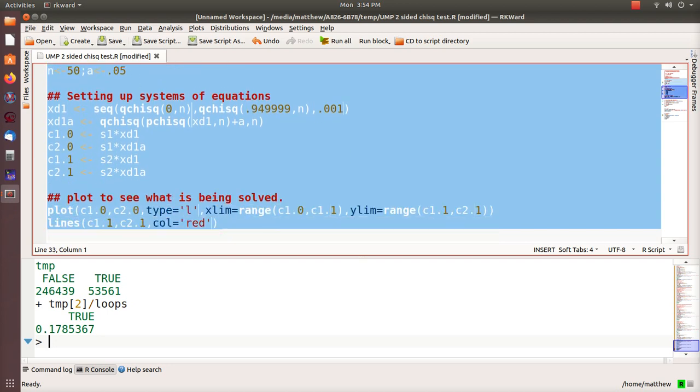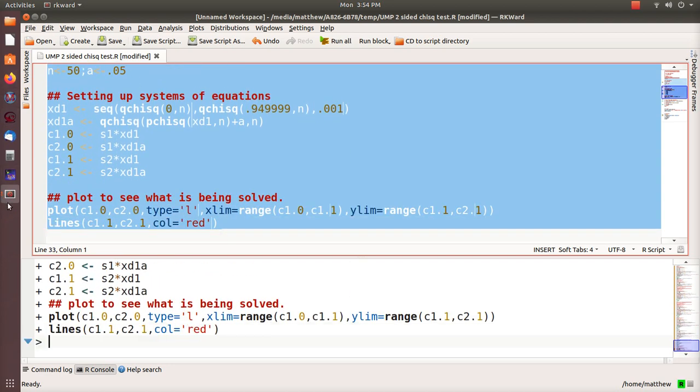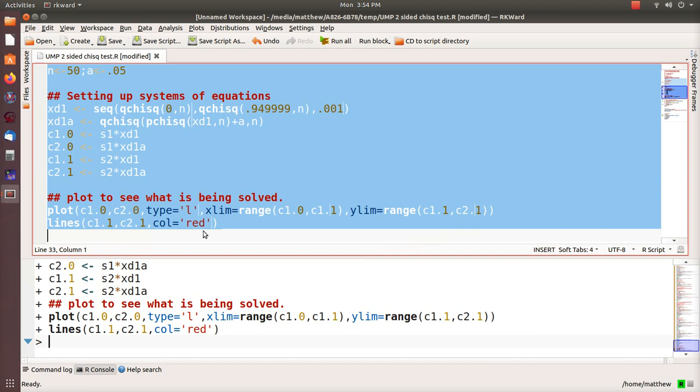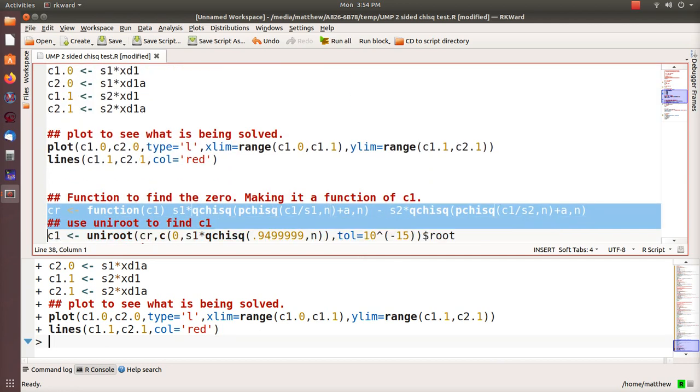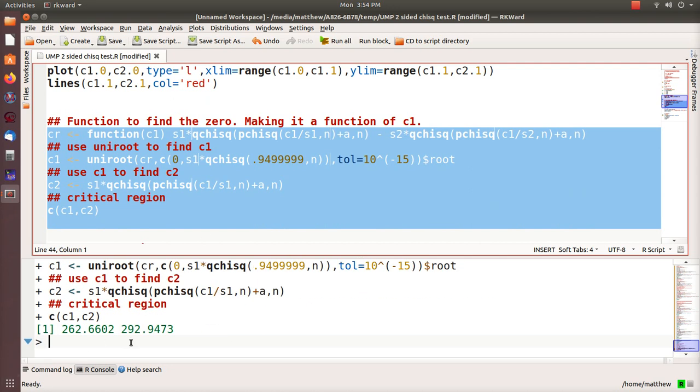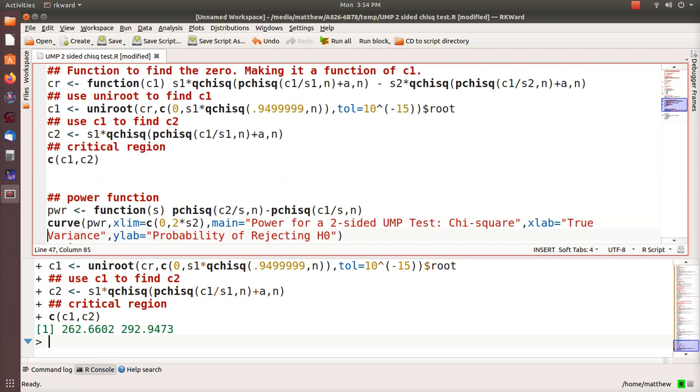First of all, let's look at the plot that we're trying to solve, which is not necessary, but I think is pretty cool. We're trying to find that dot right there. Let's see what they are. Now we run it through our function here, and we get 262 and 292. Those are the critical values for the uniformly most powerful test.